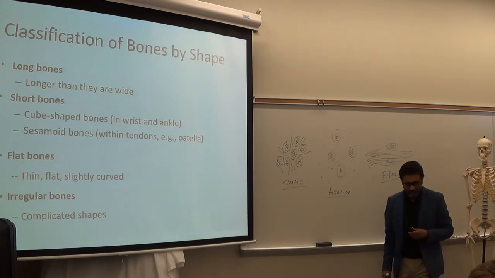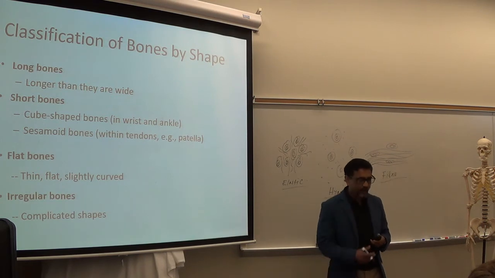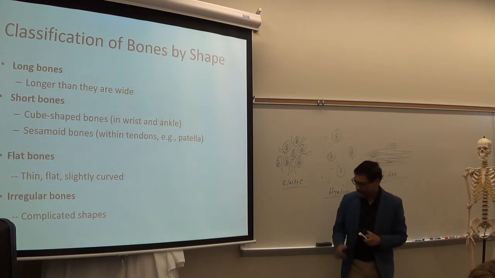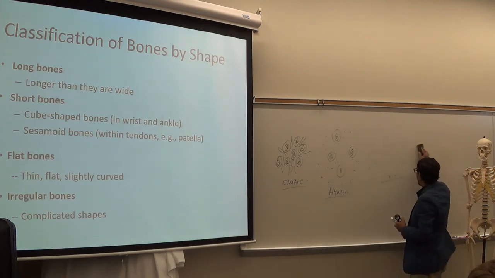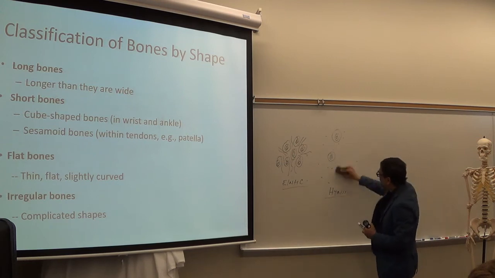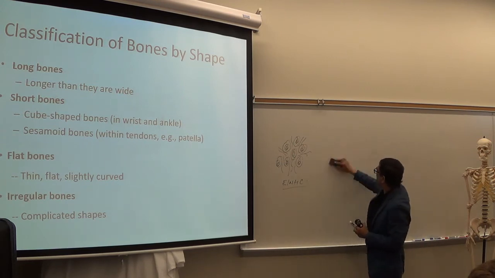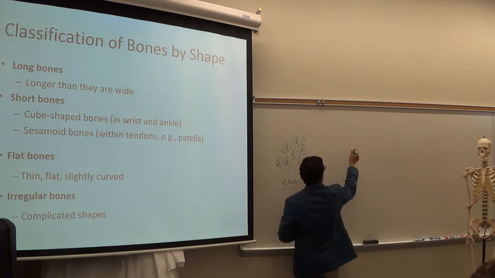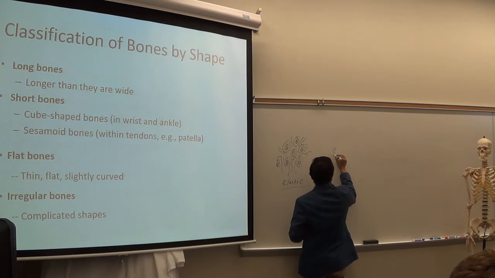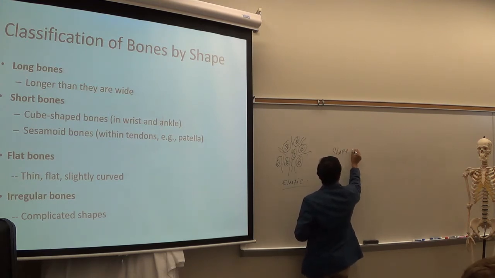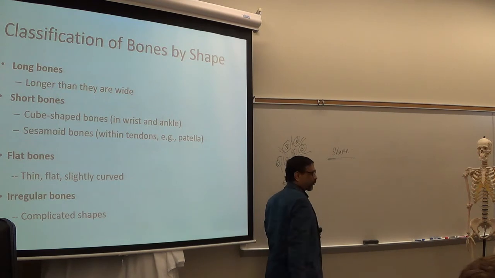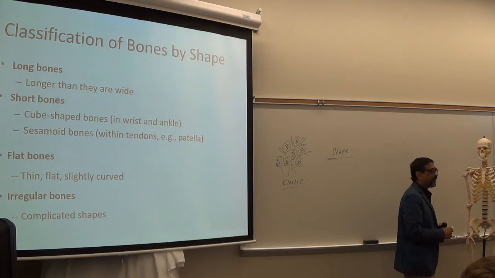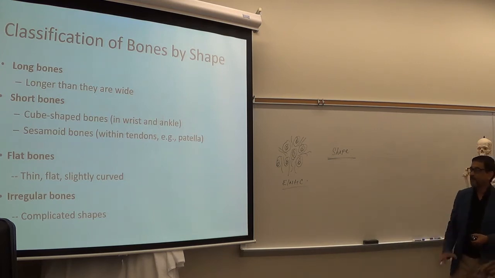Now, classification of bones. How do we classify the bones? We classify the bones in two ways. One is by looking at the shape. By looking at the shape of the bones, we divide the bones into long bones, short bones, irregular bones, and flat bones.